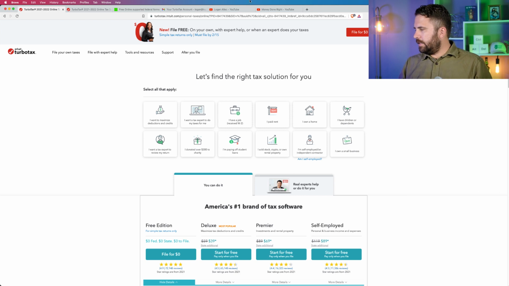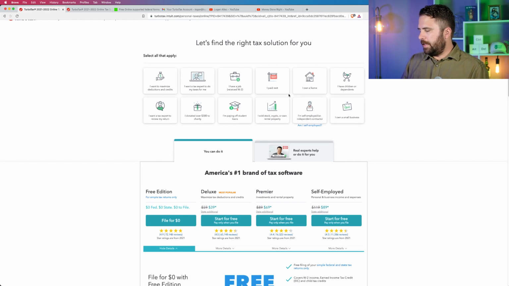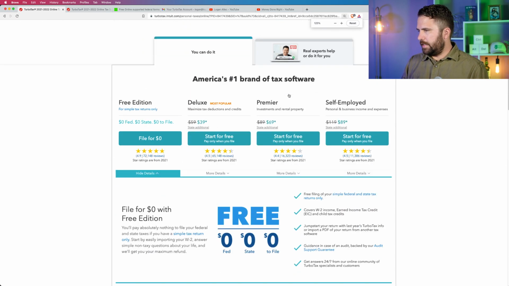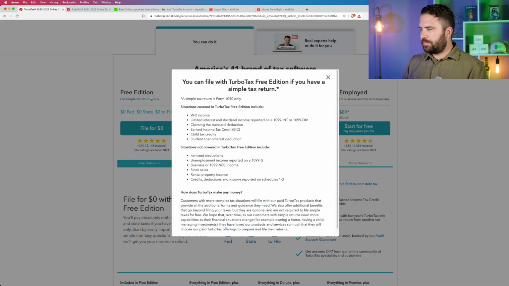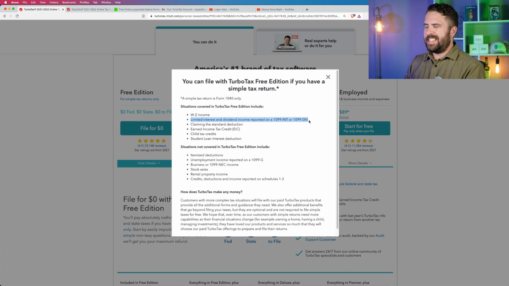All right, let's get into this TurboTax walkthrough and review here. So first thing you need to know about TurboTax is that, yes, they do have a free edition. You need a really simple tax return in order to qualify for the free edition. If you press this button right here for simple tax returns only, it'll tell you what the free edition covers. So TurboTax free edition covers W-2 income, limited interest and dividend income reported on 1099-INT or 1099-DIV, I think basically up to $1,500. Beyond that, you have to file Schedule B.